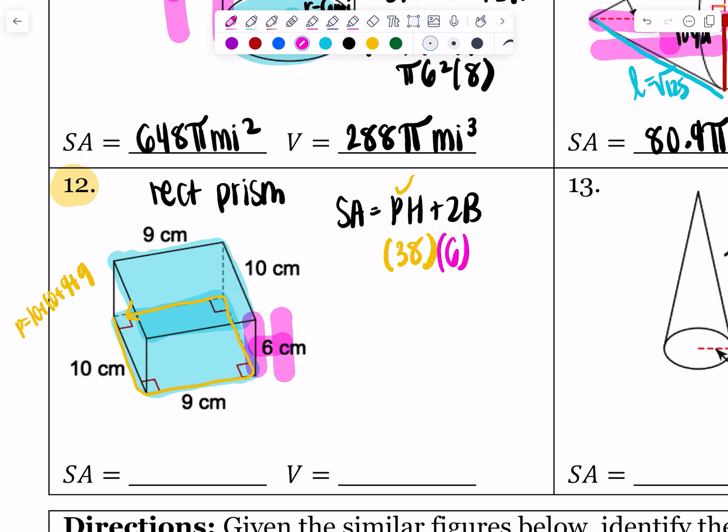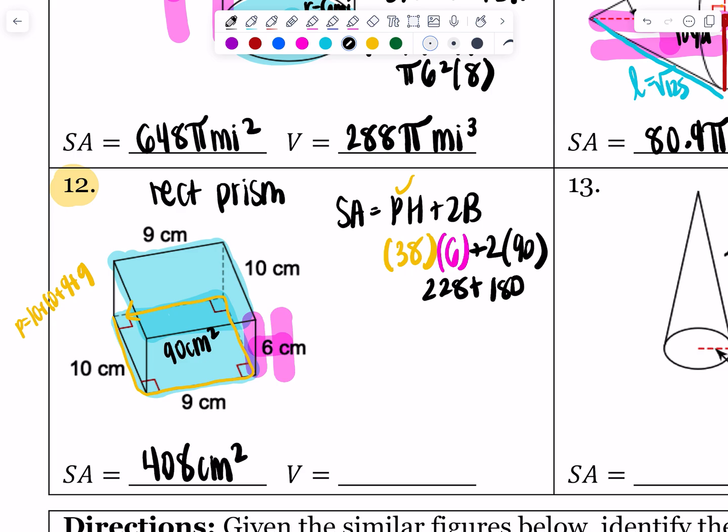And then I want to add, since it's surface area, the surface area of those bases, which is going to be a 10 by 9. What is 10 times 9? That's going to give me 90 centimeters squared. So for my base, I've got 2 of those, 90 centimeters squared each. And so then what you're going to do is 38 times 6, which is 228. It's going to be 228 plus 180. And what do we get when we do that? We get 408. This is surface area, so it's going to be centimeters squared.